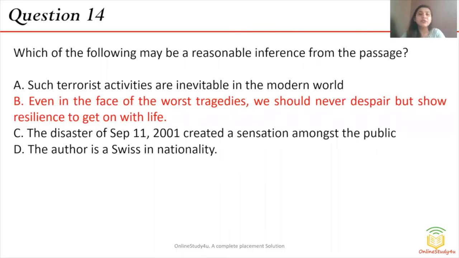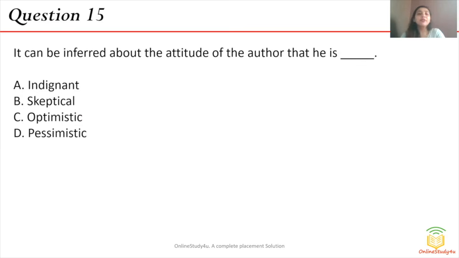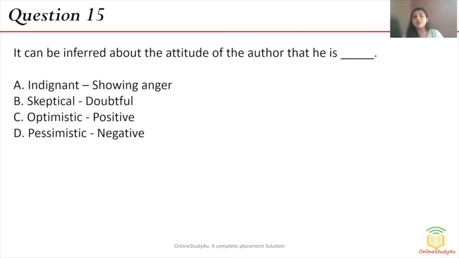That is our inference. It can be inferred about the attitude of the author that he is indignant, skeptical, optimistic, pessimistic. Of course, the correct answer is he is somebody who is positive, right? Indignant is someone who's showing anger, skeptical is someone who's doubtful, optimistic is someone who's positive, and pessimistic is someone who's negative. But the last line tells us that the author has hope, so optimistic is your correct answer, right?